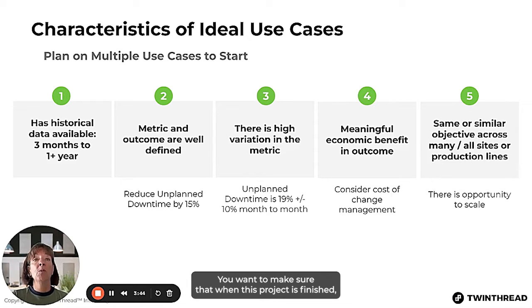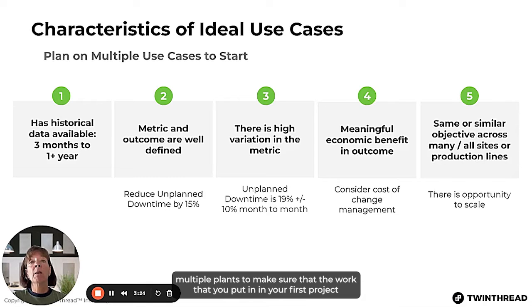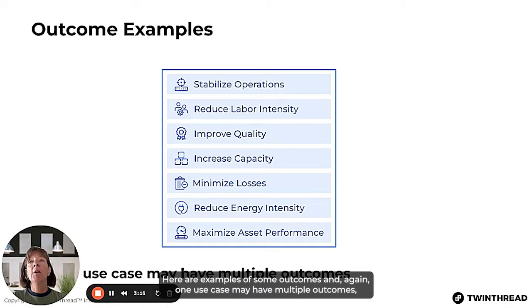You want to make sure that when this project is finished, that it will matter from a financial point of view. That will give you the necessary support to overcome the friction that asking people to change inspires, and also ensure that you have executive support. And lastly, you need the same or similar objectives across multiple plants to make sure that the work that you put in your first project has application and therefore benefit in lots of places. Here are examples of some outcomes, and again, one use case may have multiple outcomes, so this is just to get you started thinking about what you might do.